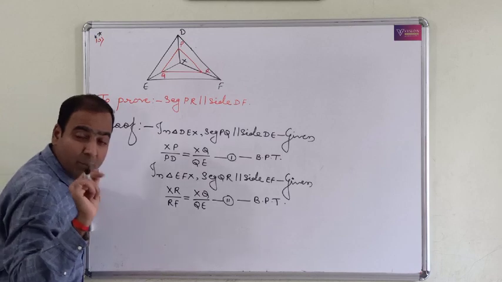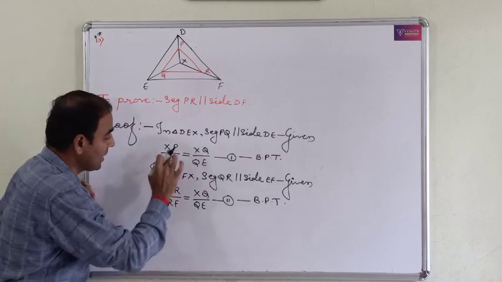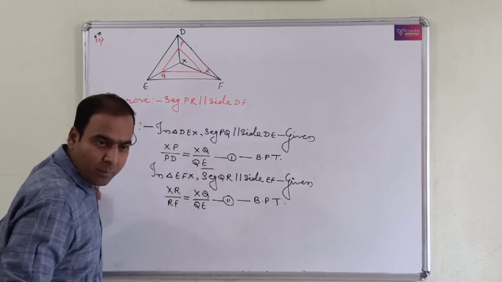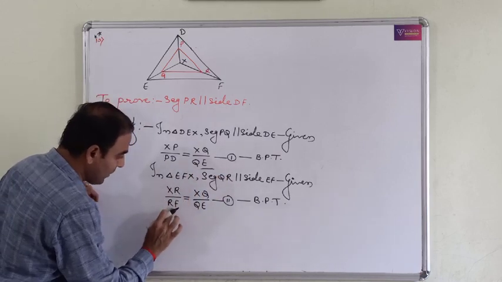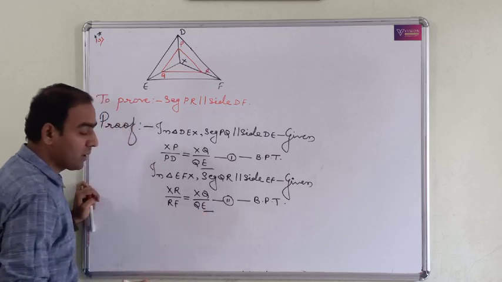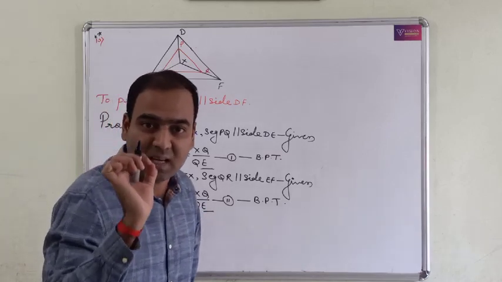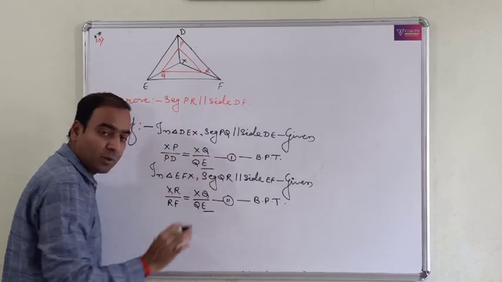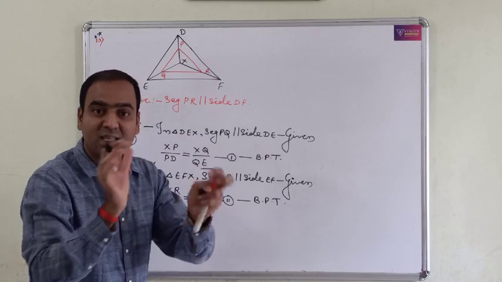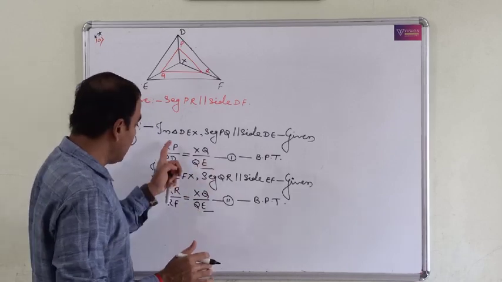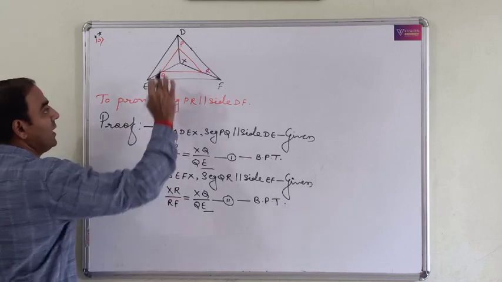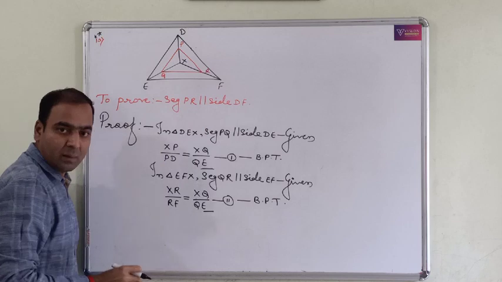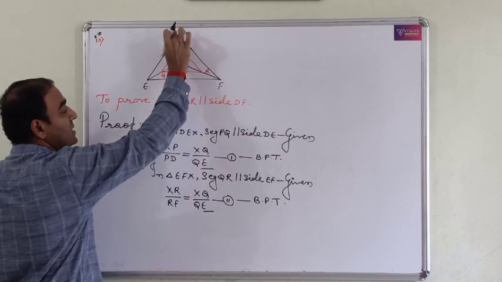Okay, what did we prove in the first statement? Listen carefully, it is very interesting. XP upon PD is equal to, what did we prove? XQ upon QE. And again we proved that XR upon RF is equal to XQ upon QE. If we observe the first and second statements clearly, XQ upon QE is the same in both. It means that their right sides are the same. If right sides are the same, left sides are equal. So we get XP upon PD is equal to XR upon RF.